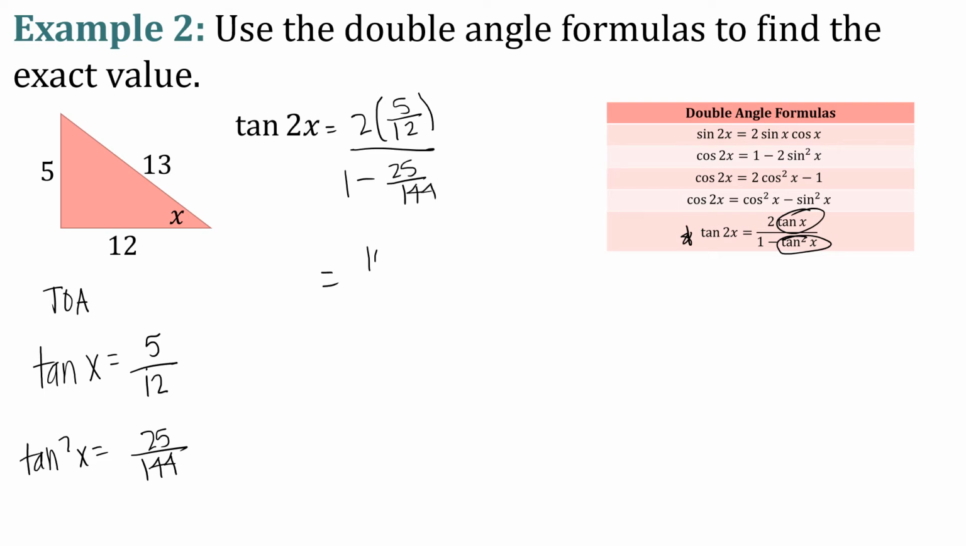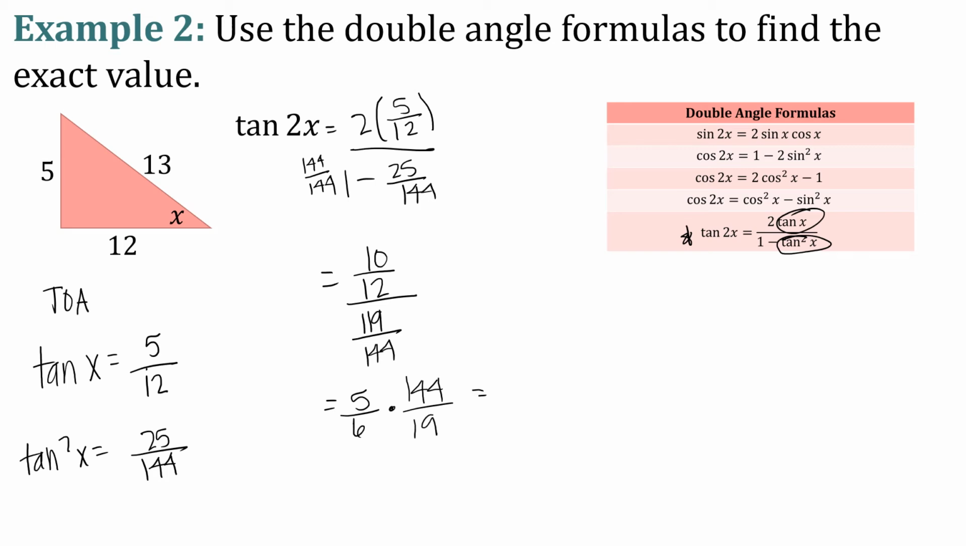So we have 10 over 12 divided by, this is 144 over 144, and 144 minus 25 is 119 over 144. So we have 119 over 144. Simplifying this, that's going to be 5 over 6. 10 over 12 reduces to 5 over 6 times 144 over 119.